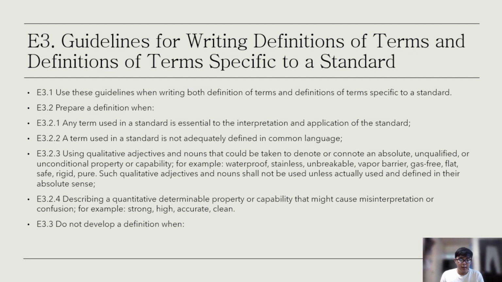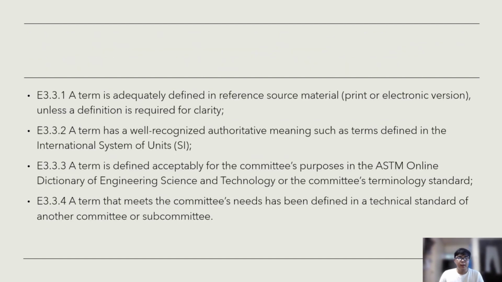Do not develop a definition when a term is adequately defined in reference source material, print or electronic version, unless a definition is required for clarity. A term has a well-recognized authoritative meaning, such as a term defined in the International System of Units. A term is defined acceptably for the committee's purposes in the ASTM Online Dictionary of Engineering, Science, and Technology, or committee's terminology standard. A term that meets the committee's needs has been defined in a technical standard of another committee or subcommittee.